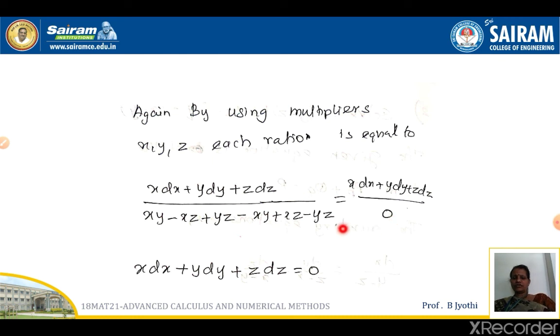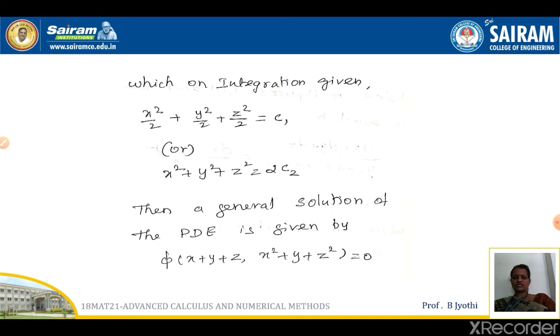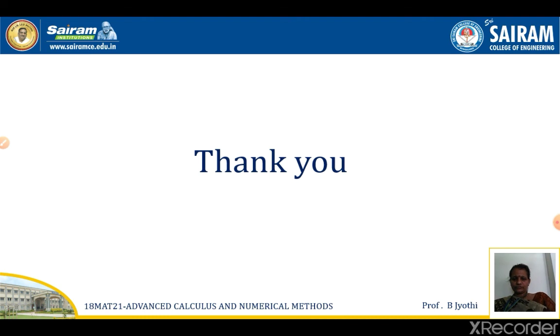By choosing so, we get the denominator as 0 and the expression is x dx plus y dy plus z dz is equal to 0, which on integration gives x square by 2 plus y square by 2 plus z square by 2 is equal to c, or x square plus y square plus z square is equal to 2c2. Then the general solution of the PDE is given by x plus y plus z, that is the previous one, and the new one, x square plus y square plus z square. This is the second one. So the complete solution is given by phi of these two. Hope it's clear.